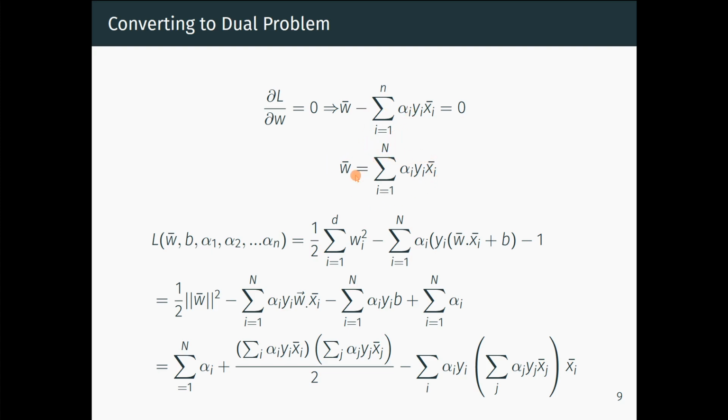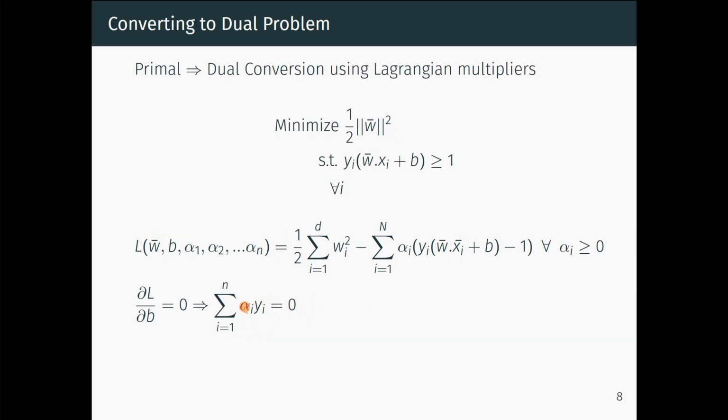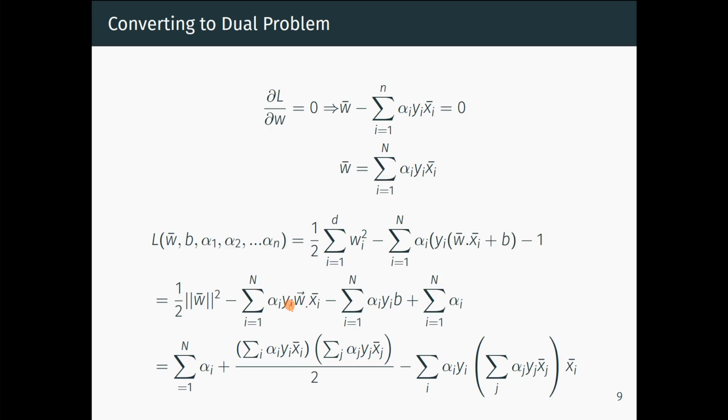Substituting the value of w in this particular equation, essentially we'll get half of the summation of w_i squared over i equal to 1 to D. I'll substitute in the next iteration, and I'm going to break this whole expression down. So the first term is alpha_i y_i w x_i. Let me just write it in this way. The second term is alpha_i y_i b. But we already know that the summation of alpha_i y_i is 0, therefore this term will become 0.